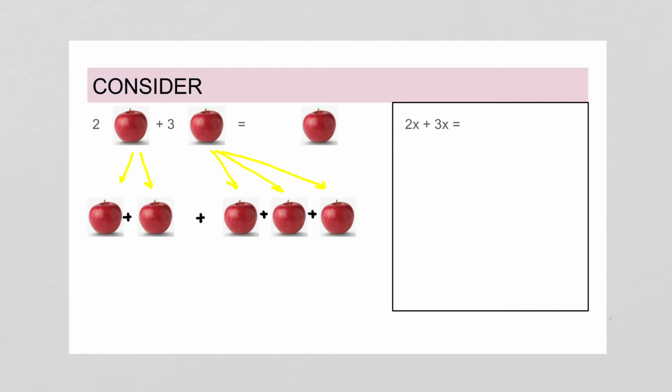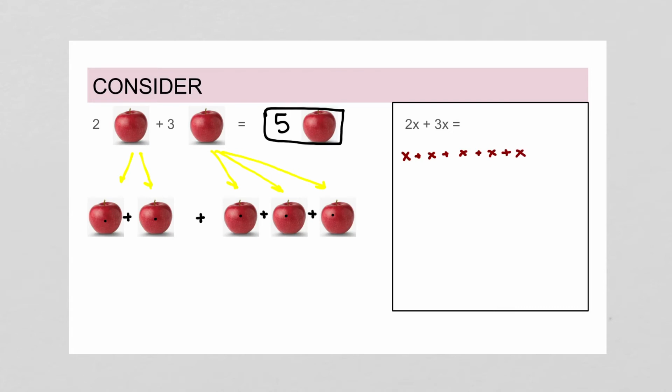Well, 2 of the apples plus 3 of the apples, we could count them. 1, 2, 3, 4, 5. We can see that that gives us 5 apples. And apples in this instance is just an example of what a variable does. So here, if over on the right I said, well, I've got 2x plus 3x, I could represent that as x plus x plus x plus x plus x, right?